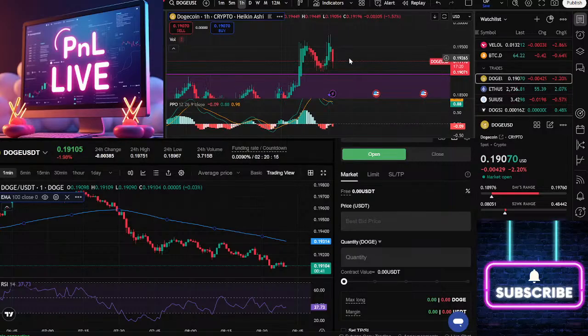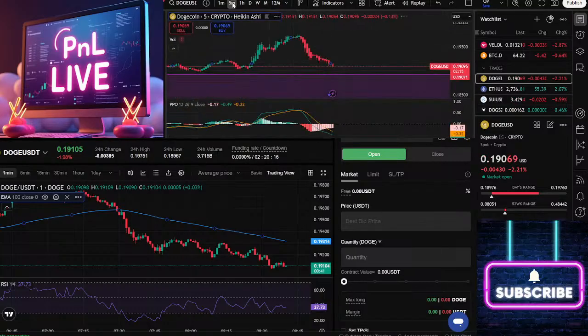But so yeah, this one's looking good. I think we're gonna trade Doge in the next 20 minutes, maybe less. We'll see. So the price that it has to get to for me to get in, my entry would be something around 18,980.